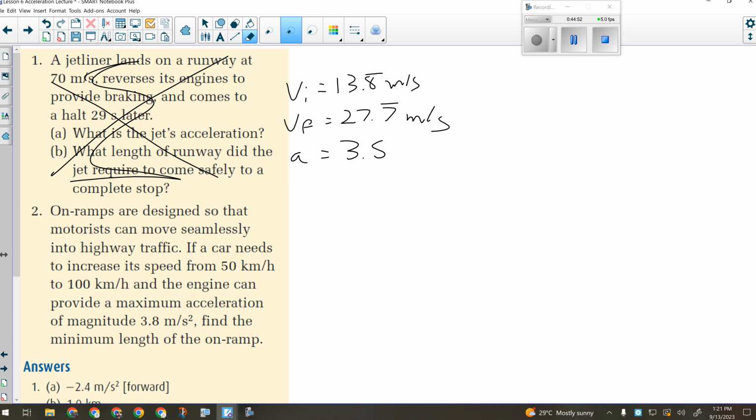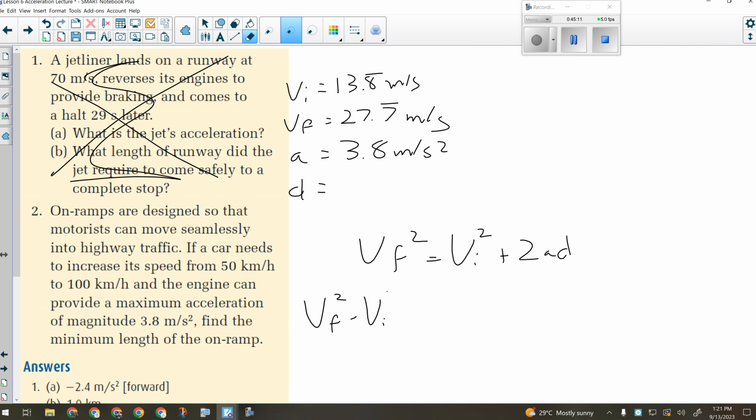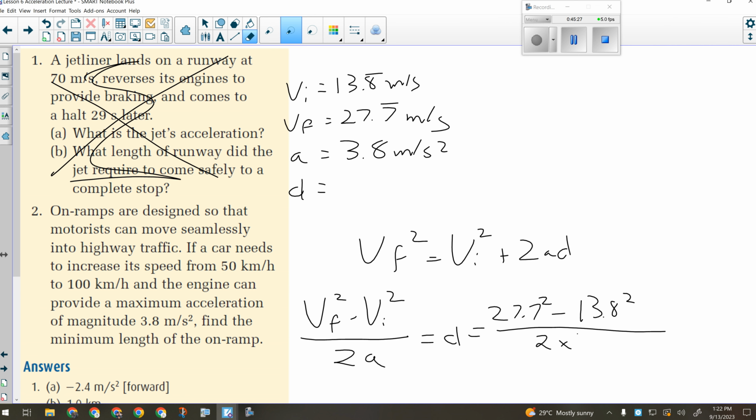3.8 meters per second squared. And we are looking for the minimum length of the on-ramp, which means we're looking for D. So VF squared equals VI squared plus 2AD, solving for D. I would subtract VI squared over to this side, and then divide by 2A and leave D by itself. So we will have 27.7 squared minus 13.8 squared divided by 2 times 3.8. They're all positive because it's all forwards.